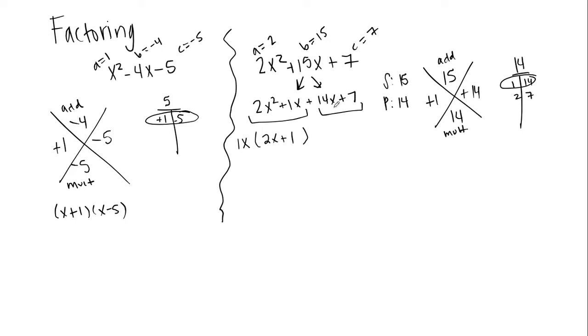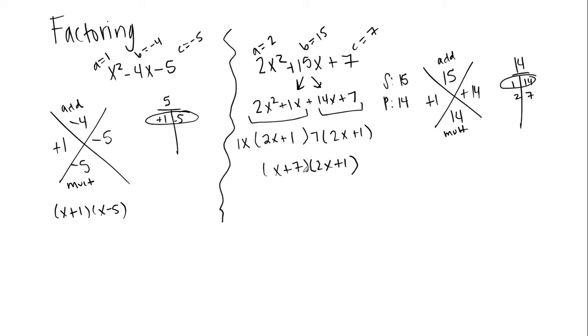So what is the greatest common factor here? What goes into both 14x and 7? That would be 7. 7 times what would give you 14x? 2x. 7 times what would give you 7? 1. So it would be 1x plus 7 and 2x plus 1 as my two factors. And remember, I can always FOIL this out or box method this out to make sure this is correct.